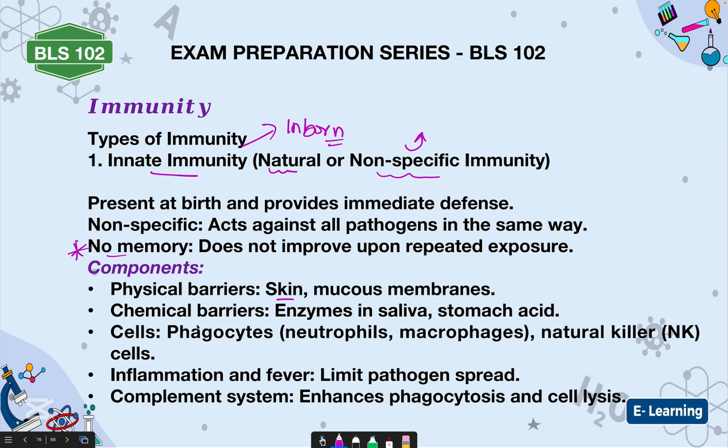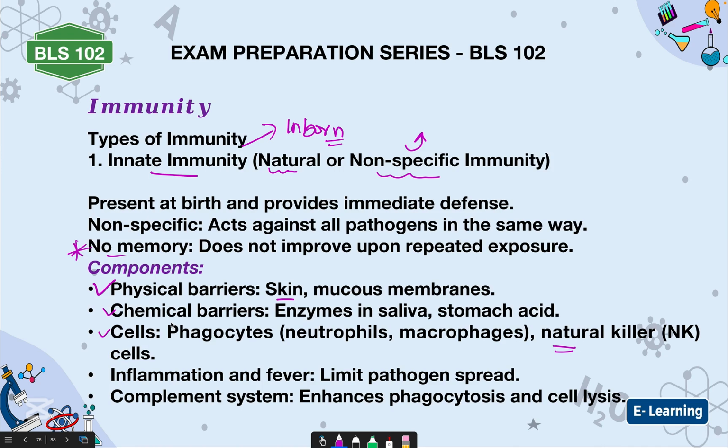Then we have chemical barriers. These ones are classified under physical barriers. Then we have chemical barriers like enzymes in saliva, and then the stomach acid. Those ones they also help to kill organisms. Then cells like phagocytes, neutrophils, macrophages, natural killer cells. All these ones they are part of what? Innate immunity. As they born you, you already have them in you.